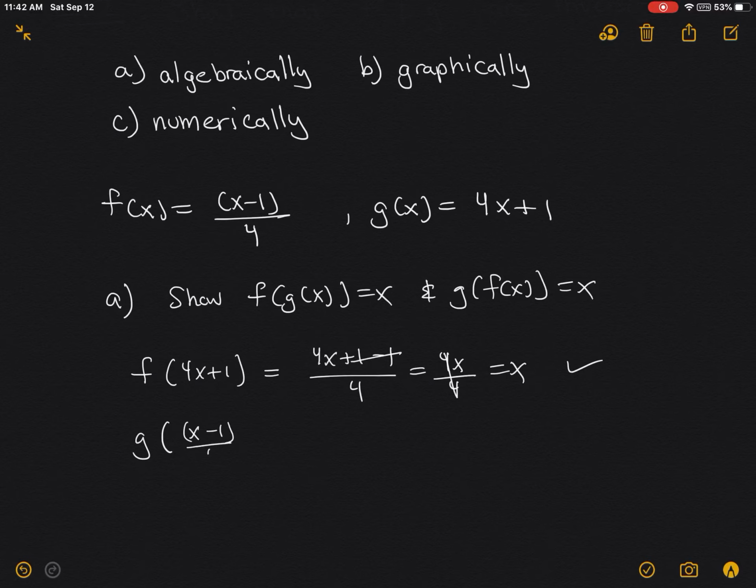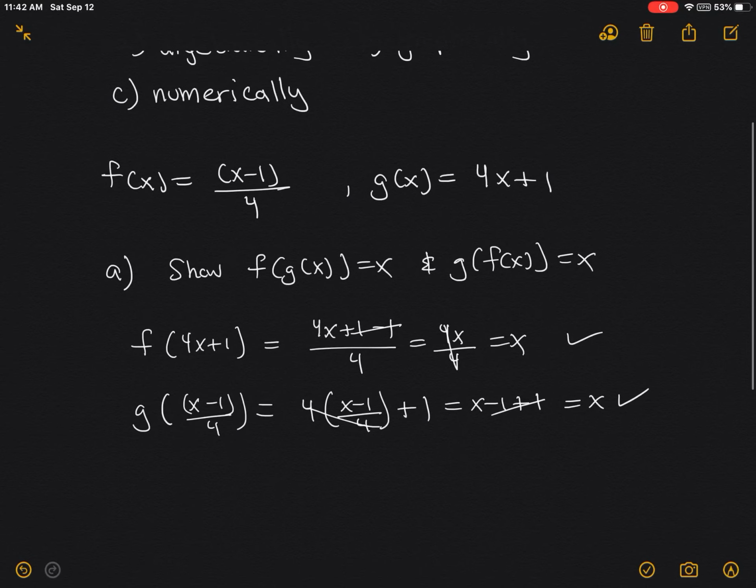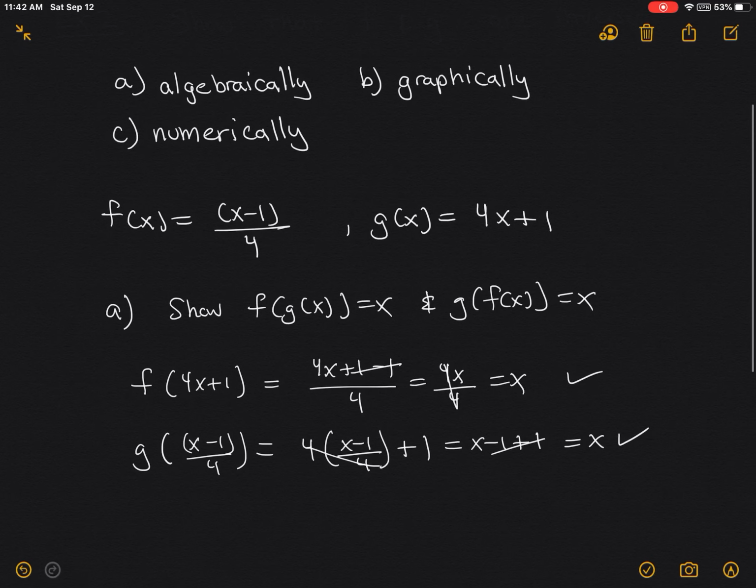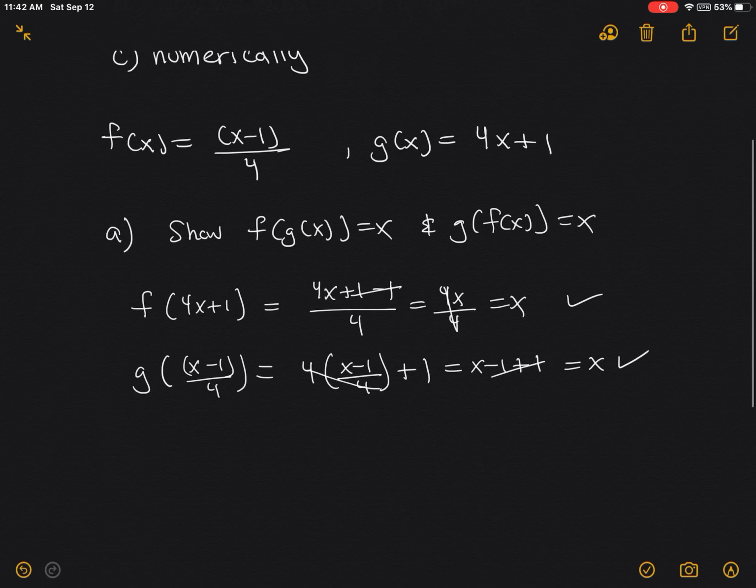And then g of f of x would look something like this. So I plug this into my g function: x minus 1 over 4, and then add 1. So these 4s will cancel out. You have x minus 1 plus 1, and that also equals x. So there's part A.